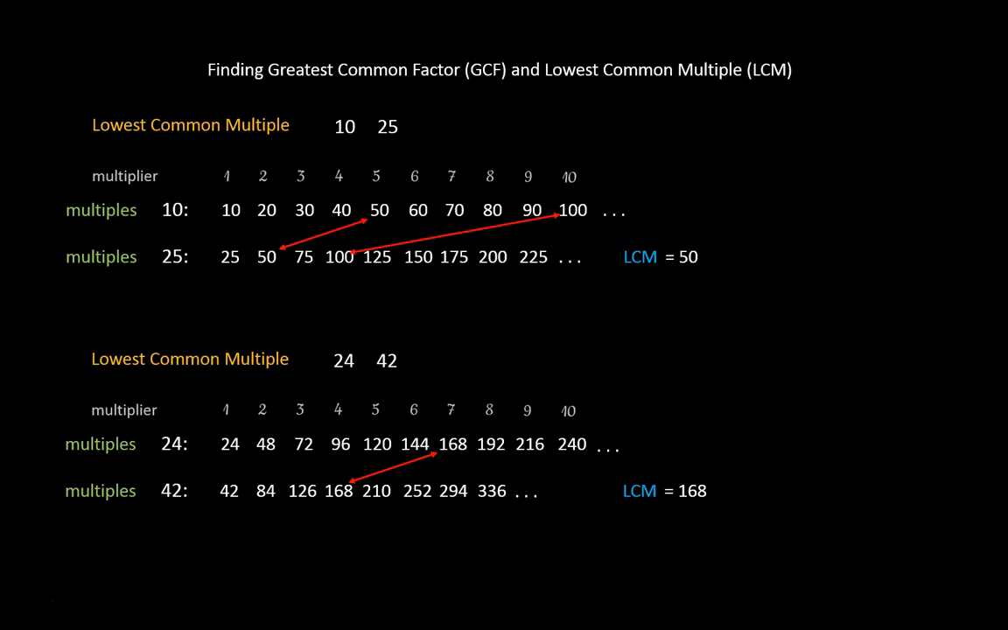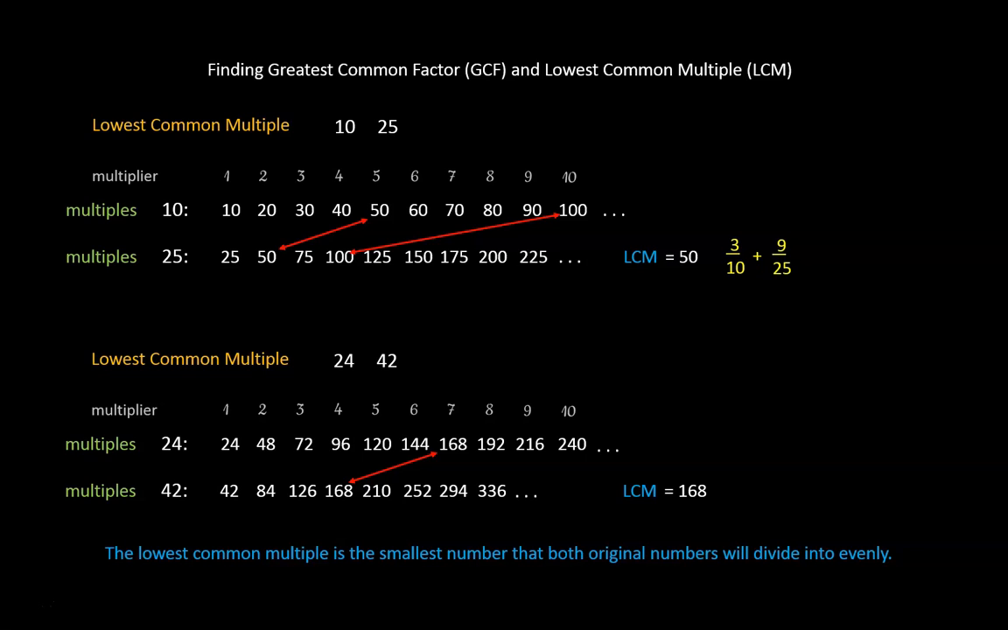Sometimes the lowest common multiple is called the least common multiple. The lowest common multiple is the smallest number that both original numbers will divide into evenly. When adding or subtracting fractions, the lowest common multiple is used as the common denominator. If, for example, when adding 3/10 and 9/25, using the lowest common multiple of 50 looks like this, and the final answer is obtained immediately.